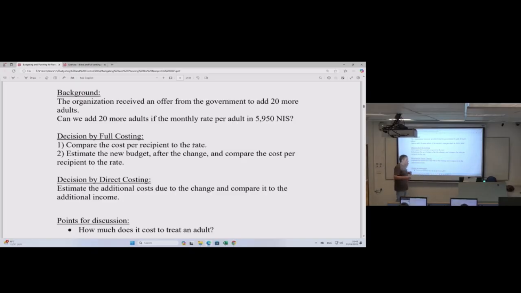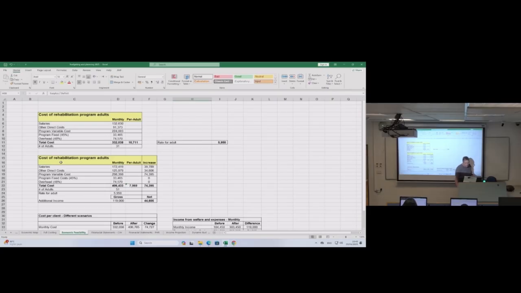The first stage in the right approach is to calculate, or create, a budget after the change. Remember what we did in the scenario analysis? We have the base budget, this is now, and we have to create a budget after the change. And this is what we see in the next table, Stephanie. This is the same adults, but now the question I asked them was to prepare a budget for 51 clients instead of 31 clients.